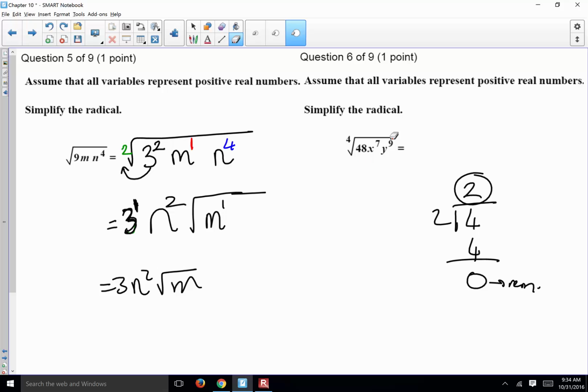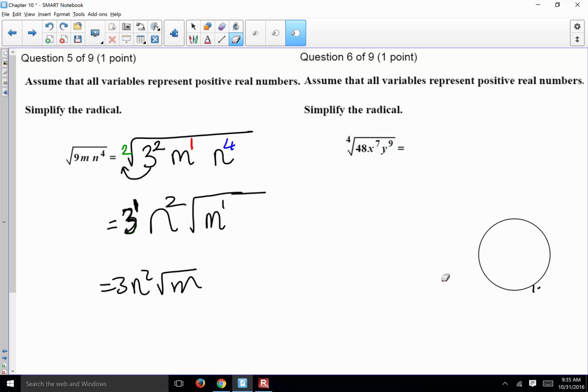Alright. What's the deal with number 6? Look, they're almost identical. Number, variable 1, variable 2. 9mn, 48xy. Pretty much the same thing, except they just challenge you with an uglier index, uglier powers, and an uglier number. 9 was a smooth, nice number. 48 is not that nice, right?